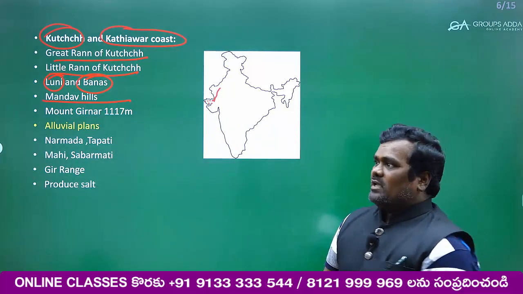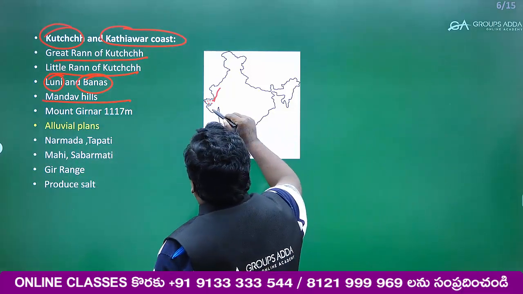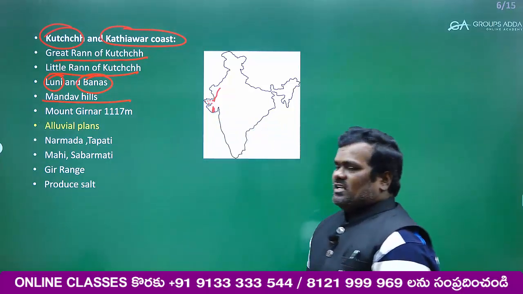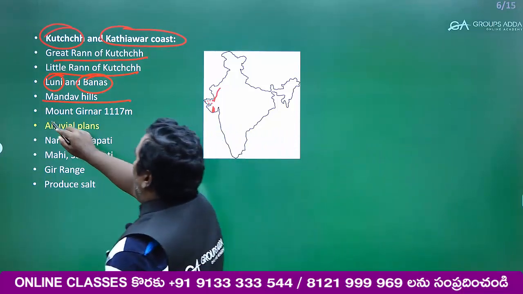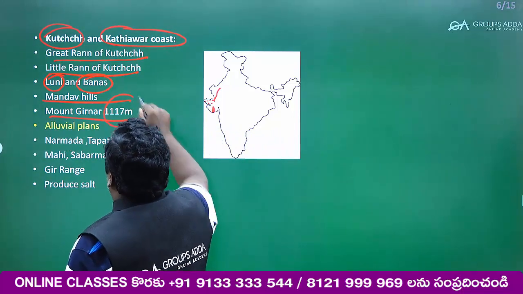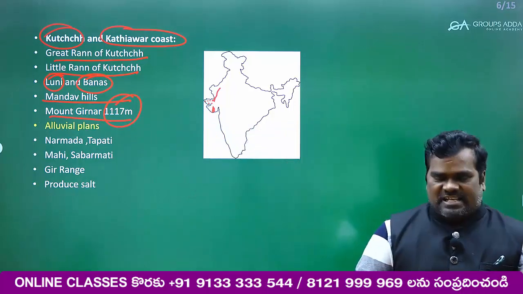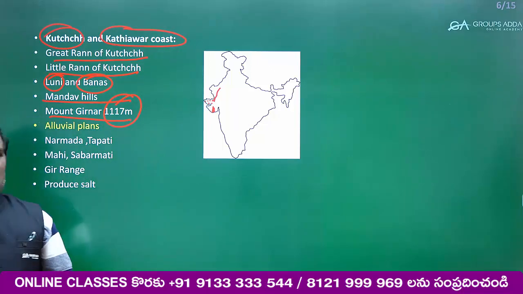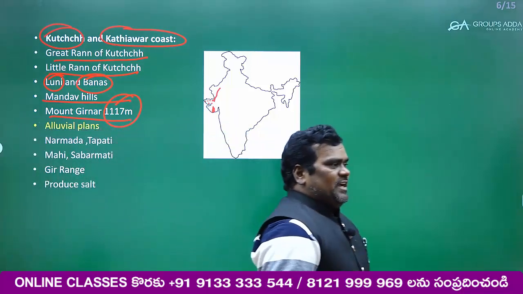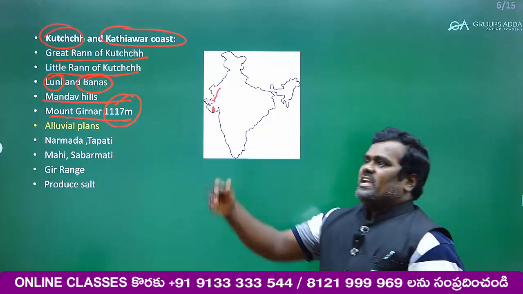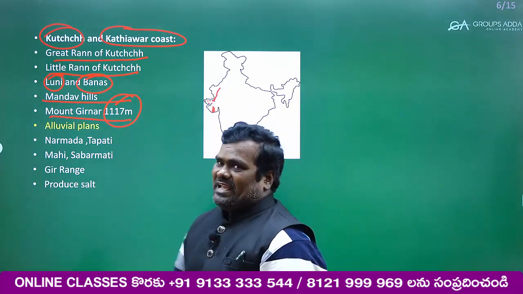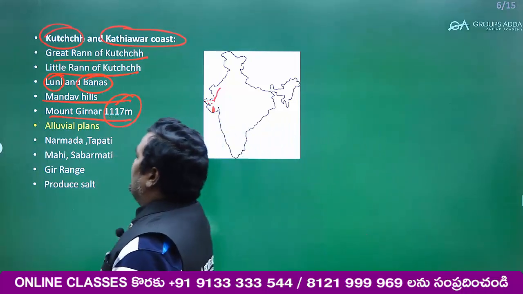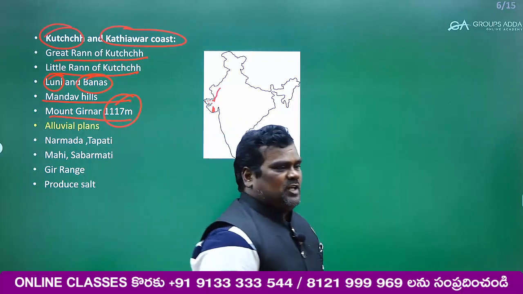Yes, my dear friends, see here, Mandav Hills. What do you mean by Mandav Hills? Here we have Mandav Hills. In the Mandav Hills also, Mount Girnar is the highest peak with 1117 meters. Yes, it was a question previously. Mount Girnar, where do you find Mount Girnar? They have given some options like Himalayan mountains, Vindhya Satpura ranges, Western Ghats, Eastern Ghats, Mandav Hills. It is available in Mandav Hills.